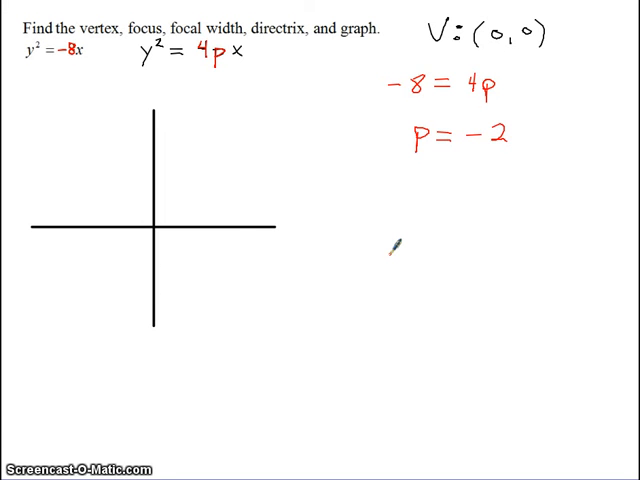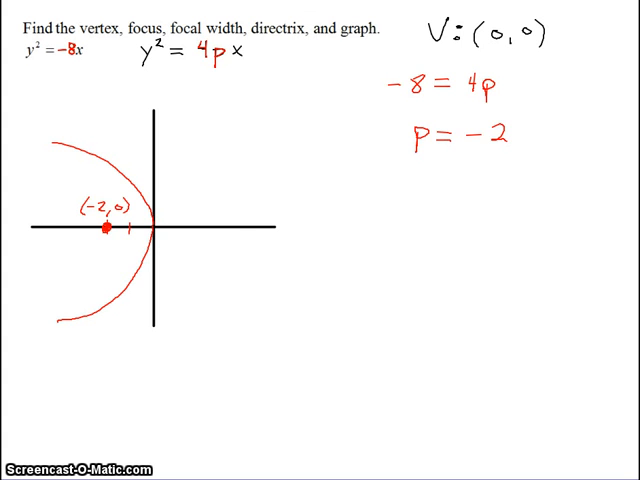So I have a negative p-value, and because I'm dealing with y squared, that tells me that I'm going to have a parabola that's on its side faced towards the negative x direction. Okay, so let's go ahead and figure out the focus and the focal width and the directrix. Because I have a p-value of negative 2, I'm going to go 2 spaces to the left here to find the focus point. The focus point is at negative 2, 0. Remember that the focus is in the cup of the parabola each time.